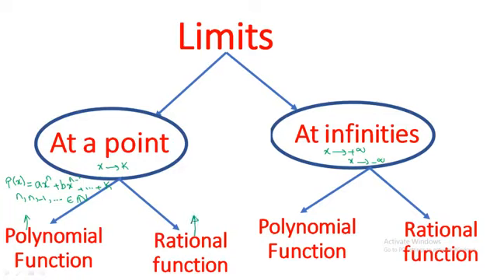What do we mean by rational function? It is a function having the following form: f of x equals p of x over q of x, where p of x and q of x are two polynomials and q of x does not equal 0. Now we will start to review the limit at a point. That means as x tends to a number. Concentrate. That means x tends to a number.